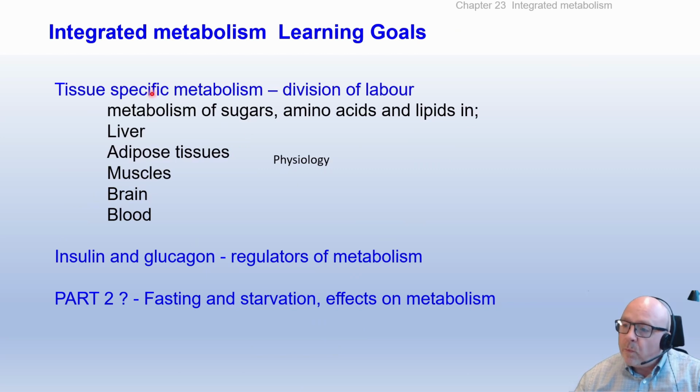So we have a set of learning goals. We want to know how the different tissues divide up the work. What's their function and how they work together. And we will look at then the metabolism of sugars, amino acids, and lipids, things we've covered already in the different tissues. In part, we've covered this already, so we'll go quickly through those parts. And perhaps more importantly is to understand how the different organs communicate with each other and pass metabolites between each other.